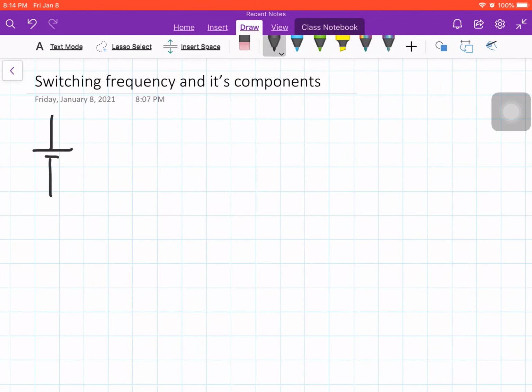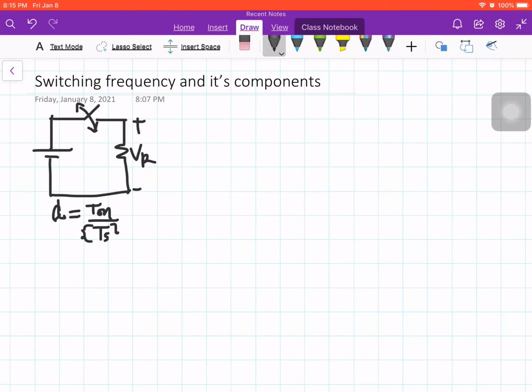I have a battery source and a simple switch connected to a resistor. So let's measure the voltage across this resistor when this switch is being turned on and turned off with some duty ratio. Duty ratio is defined as the turn on time divided by the switching time interval. Basically, we assume this switching time interval Ts to be constant.